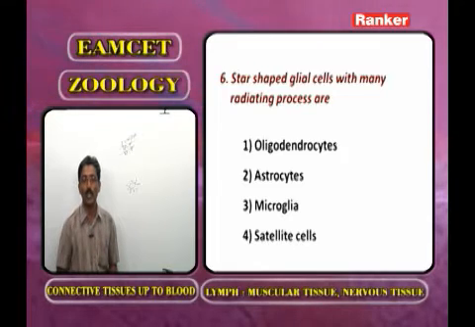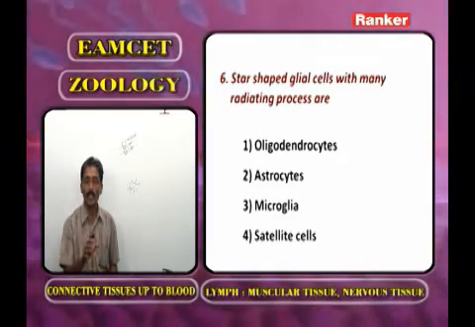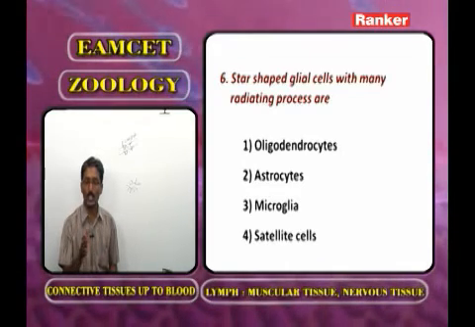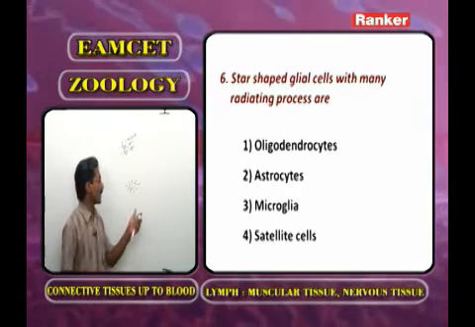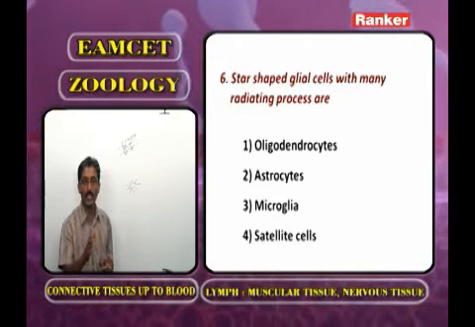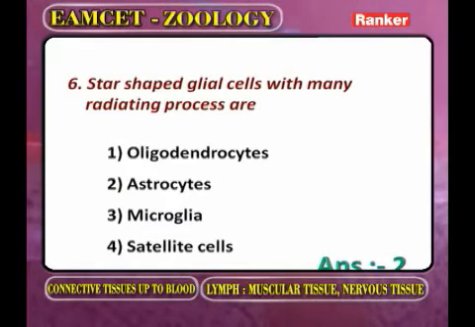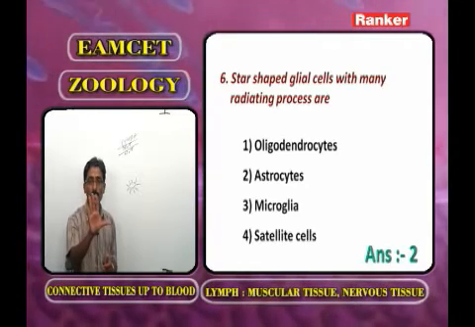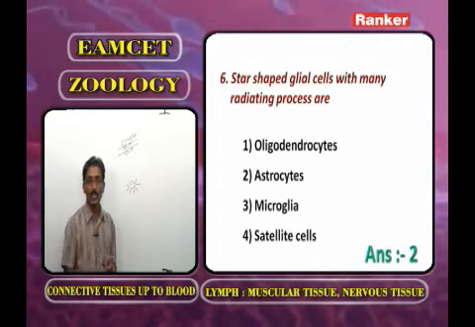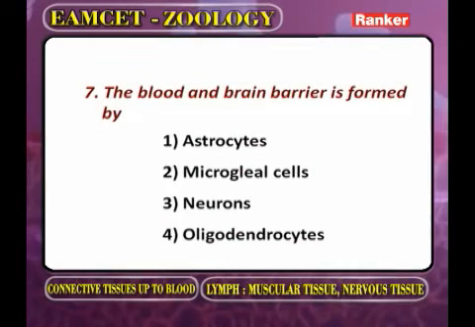Star-shaped glial cells with many radiating processes: one, oligodendrocyte; second, astrocyte; third, microglial cell; and the fourth, satellite. Now you have to identify the answer for this question. The second option, astrocyte. In that word you have to observe astro, A-S-T-R-O. Because of the radiating processes, this cell appears star-shaped. So here the answer is the second option. Now we go for the next question.